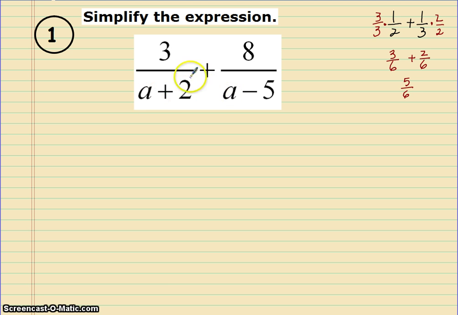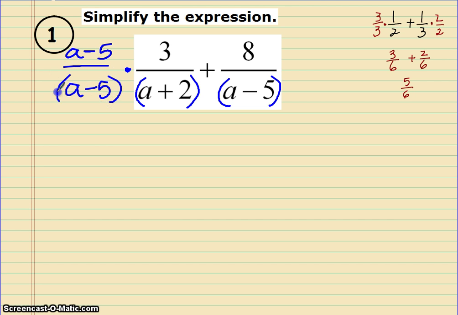And so since my denominators have nothing in common, being that this is a plus 2 and a minus 5, they're not the same. It's exactly the same as having 2 and 3. They're not similar, even though they both have a in them. So we're going to multiply this one, like we did over here, by 3/3. We'll multiply this one by a minus 5 over a minus 5.